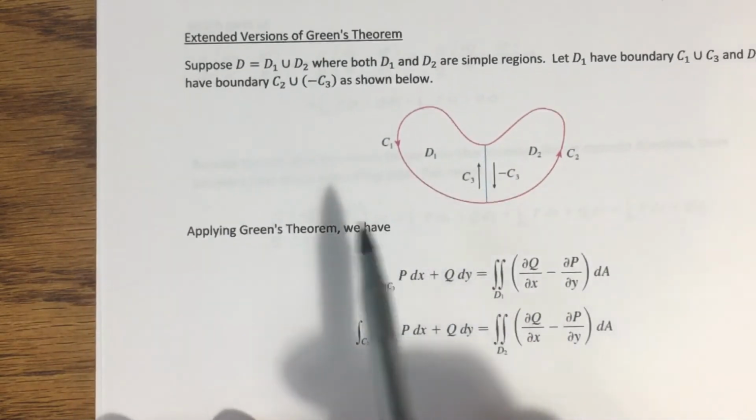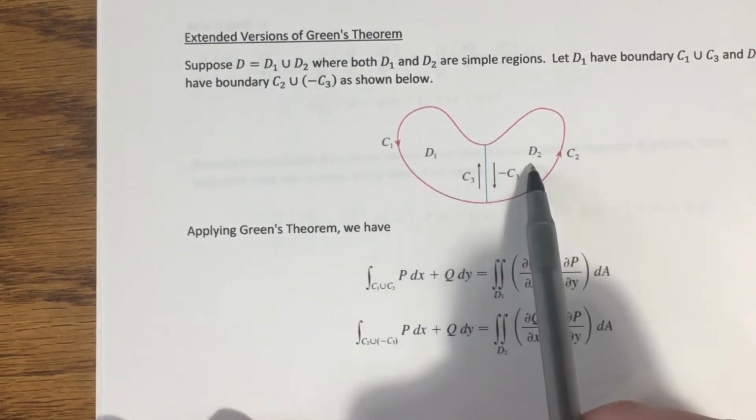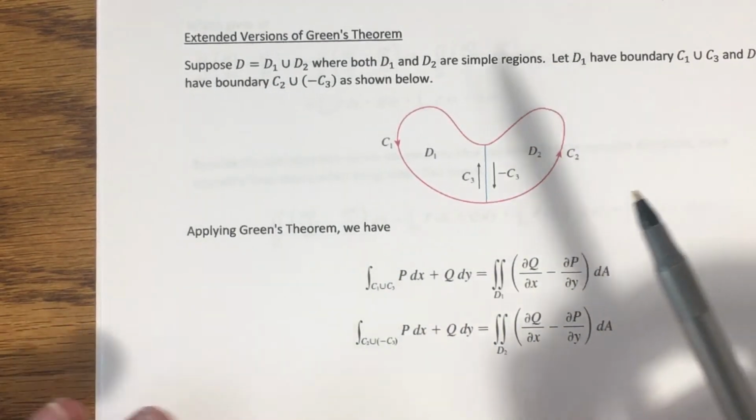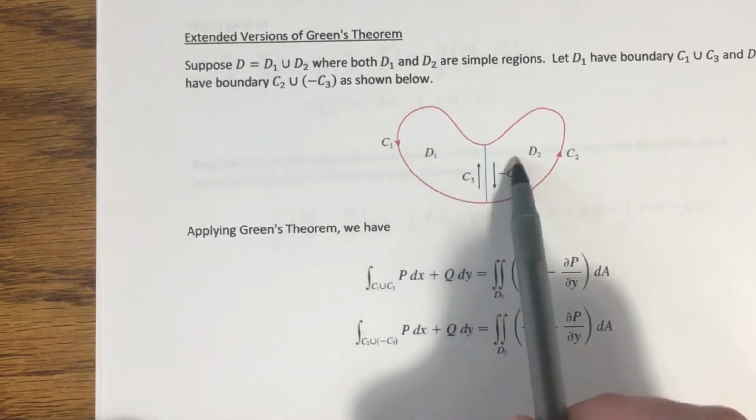This is really important that we have one going one direction, the other going the opposite direction. Okay, so according to Green's theorem, now D1 and D2 we're going to assume are simple regions, and so we can apply Green's theorem to these separately.